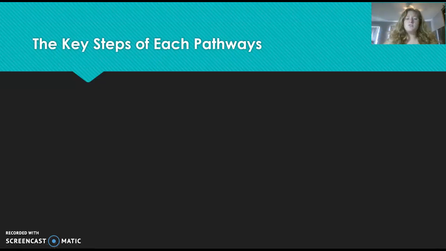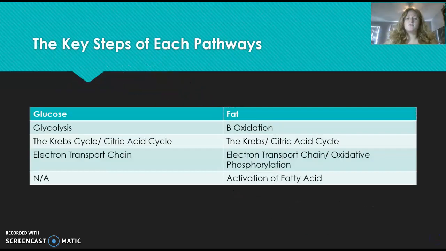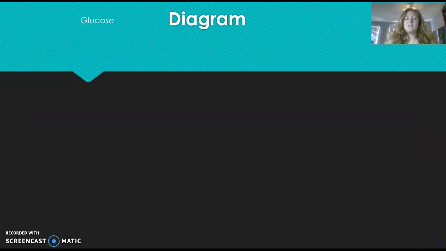There are two different pathways that we are going to be talking about today, and these pathways are glucose and fat. During the process of glucose, we have glycolysis, the citric acid cycle, and the electron transport chain. For fat, we have beta-oxidation, the citric acid cycle, and the electron transport chain, and the activation of fatty acids. So for my diagram, we are going to start with glucose.